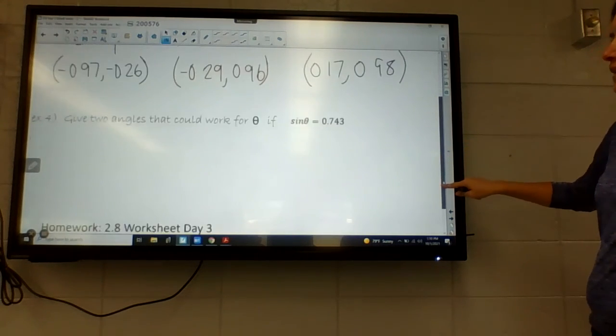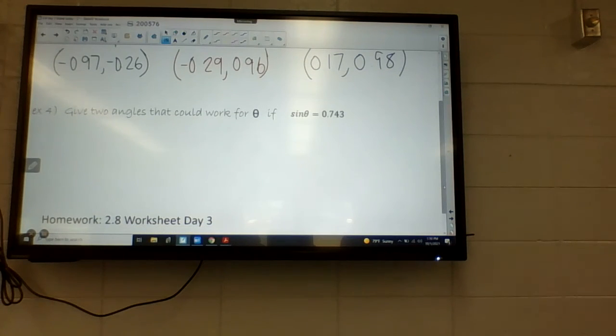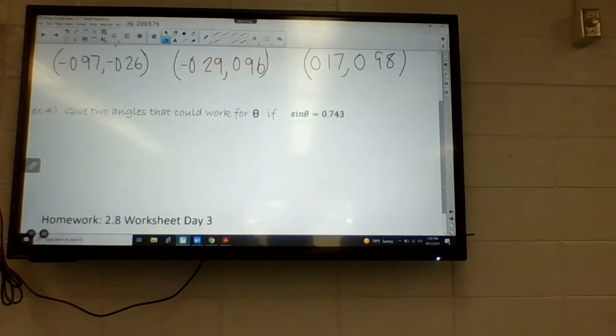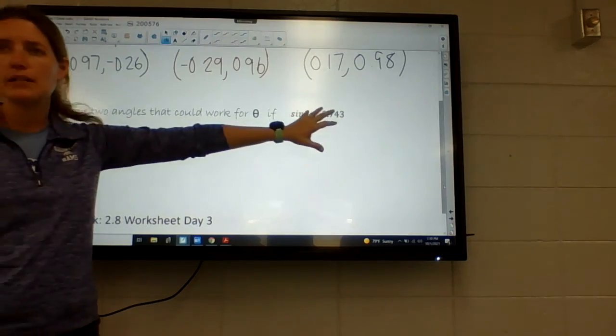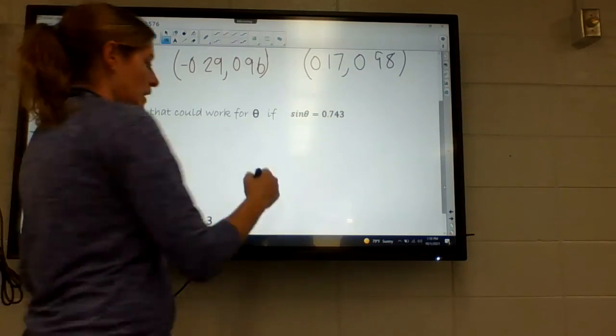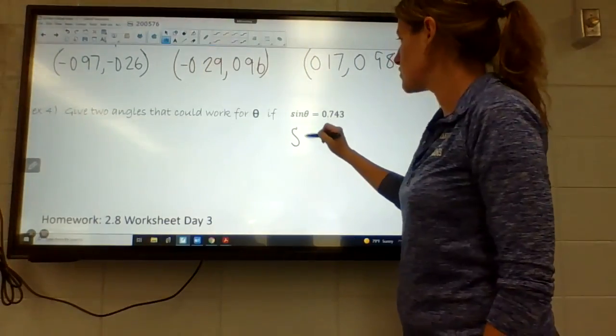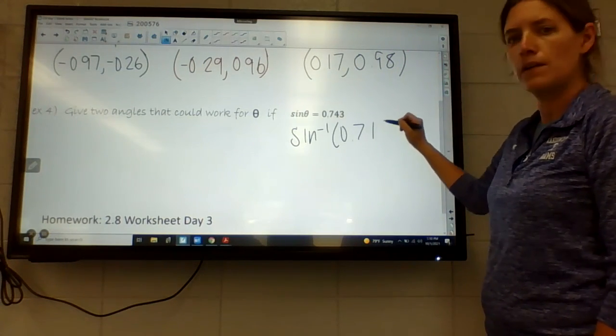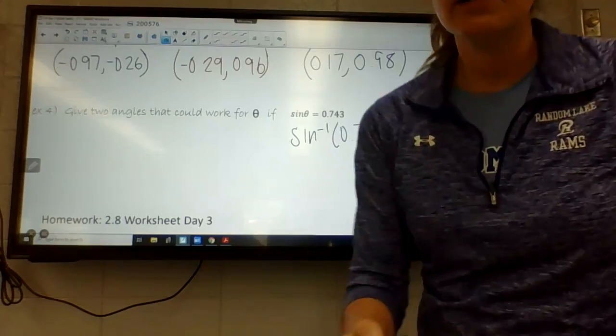All right, last one. It said give two angles that could work for theta if sine of theta equals 0.743. If you just put this in your calculator, you could find one of the answers. Because if I want to figure out what theta is, how would I solve this? Inverse sine. So I could do that right now. So I could do inverse sine of this, and I'm forgetting to record. Sorry.